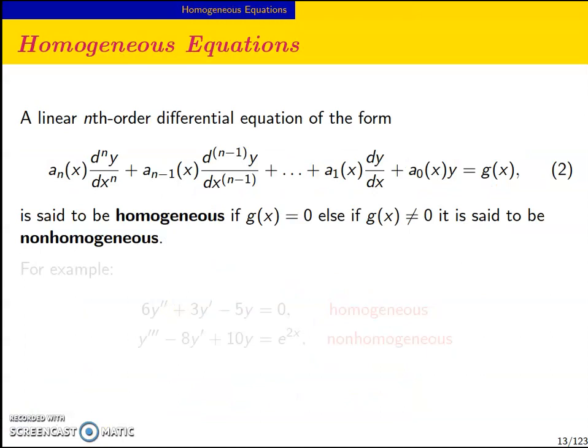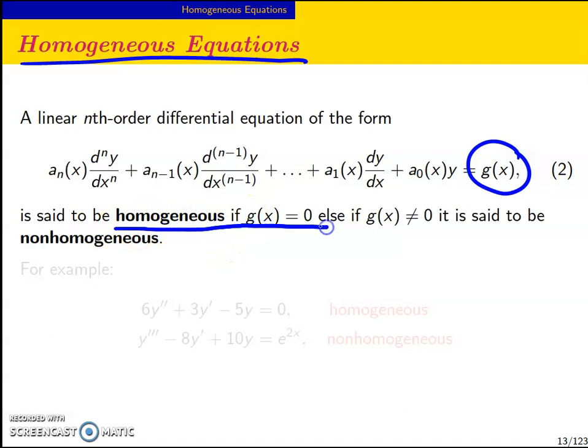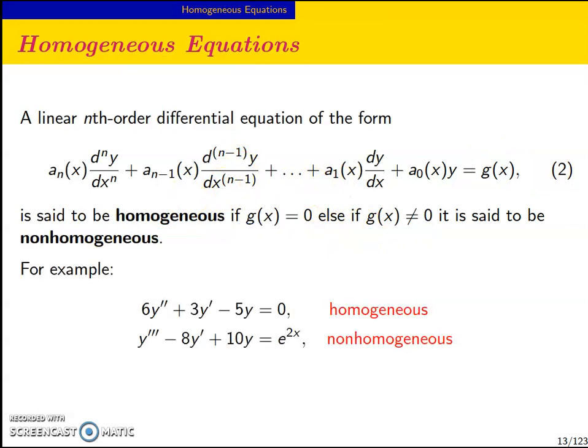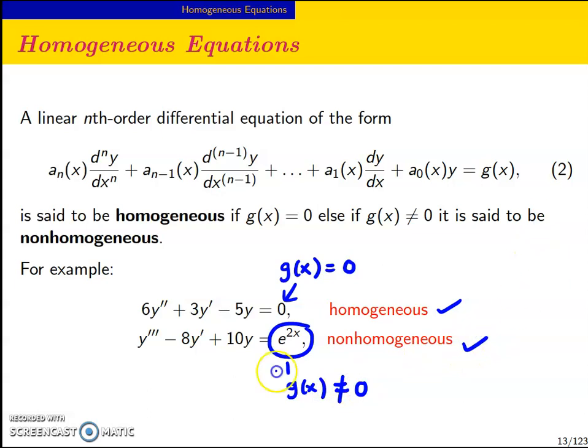Now moving on to the homogeneous equation. So what is a homogeneous equation? If this is your differential equation, look at this g(x) here. It is homogeneous if g(x) equals 0, and if g(x) is not equal to 0, it is said to be non-homogeneous. For instance, here my g(x) equals 0. By comparison, I have a homogeneous equation. Now this is my g(x). My g(x) is not equal to 0, so I have a non-homogeneous equation.